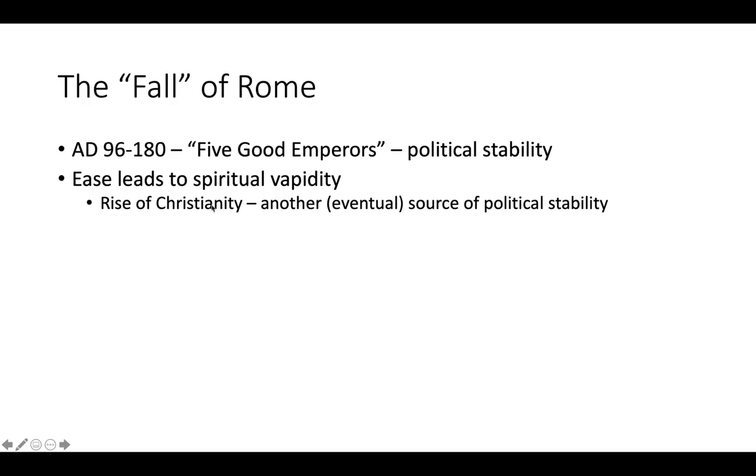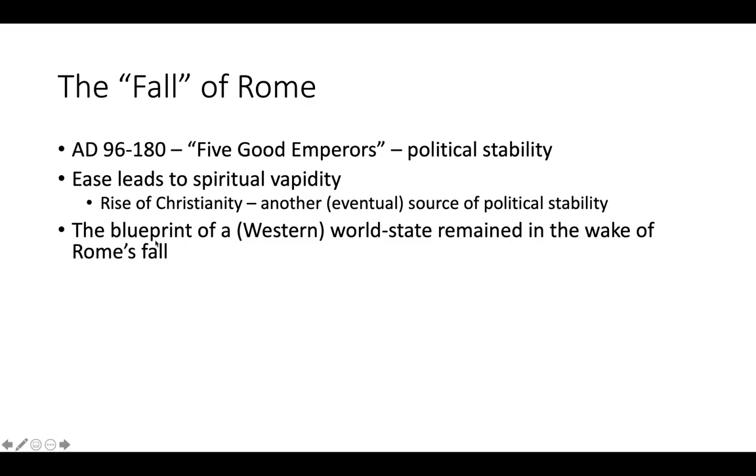So Christianity comes in this sort of vacuum of spiritual meaning, and people become very devout in their religion. Eventually Christianity will become a source of political stability for the Roman region. But after Rome falls, and I'm skipping over a lot of things here, Rome eventually has some less peaceful emperors. Rome will eventually fall.